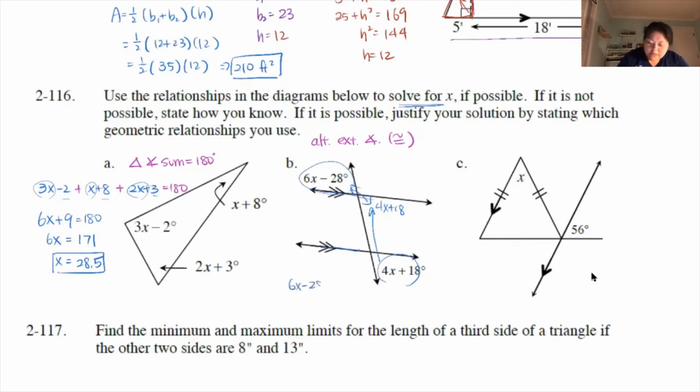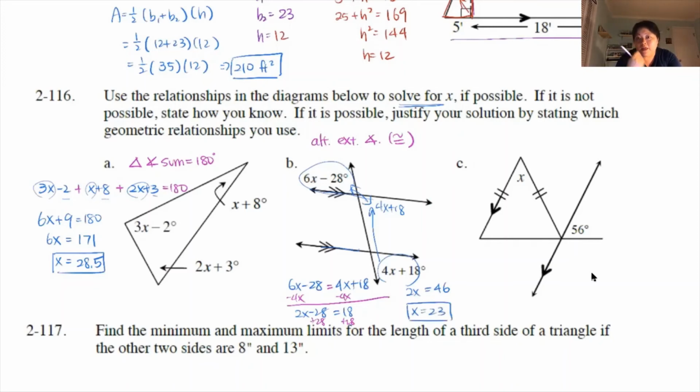So 6x minus 28 must equal to the other angle of 4x plus 18. Okay. All right, so I'm going to subtract 4x on both sides because I like to have my variables positive. So subtract 4x on both sides. That would give me 2x minus 28 equals 18. Add the 28 over. All right, so that would give me 2x equals 46. X must equal 23. And that is my final answer. Again, I'm only solving for x, so that's it. I don't need to go further than that.